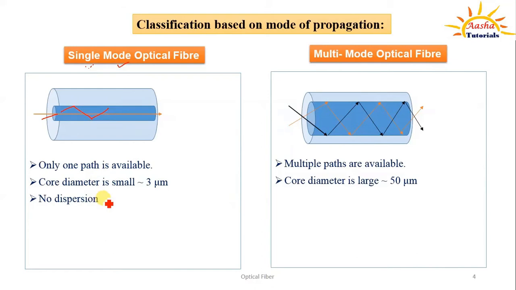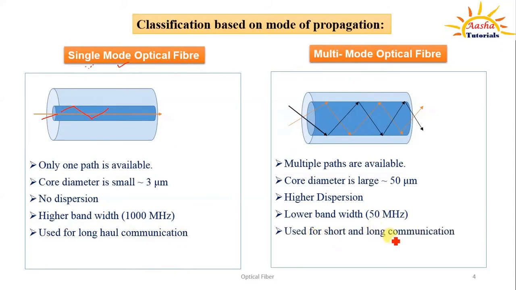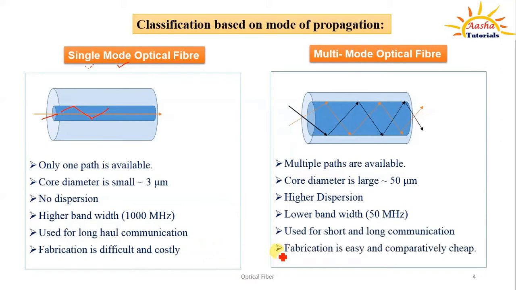There is no dispersion as there is a single path, whereas there is a possibility of dispersion of the light rays in multimode optical fiber. Next, in single mode optical fiber the bandwidth is very high, up to 1000 megahertz, whereas in multimode optical fiber we have lower bandwidth, up to 50 megahertz. Then for long distance communication, single mode optical fibers are very useful compared to multimode optical fibers. Next, fabrication is difficult and very costly in single mode optical fiber, whereas in multimode optical fiber, fabrication is easy and comparatively cheap.